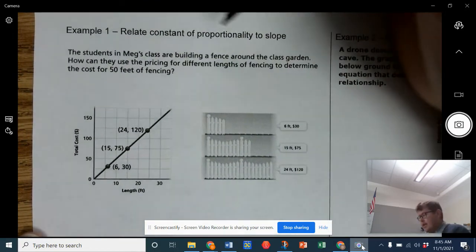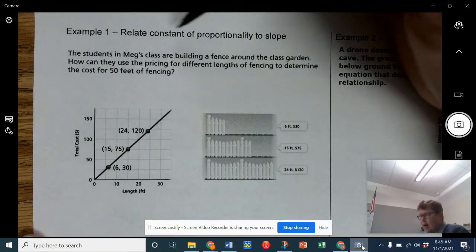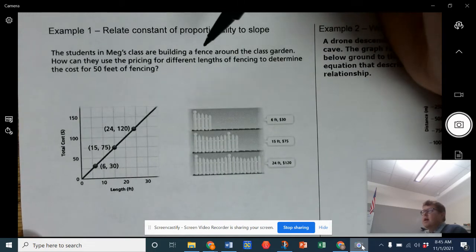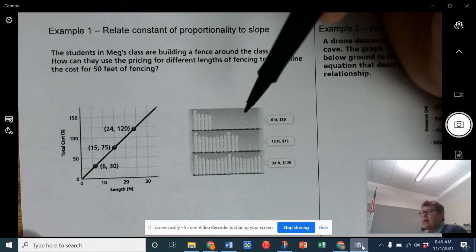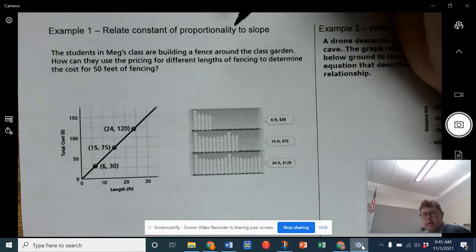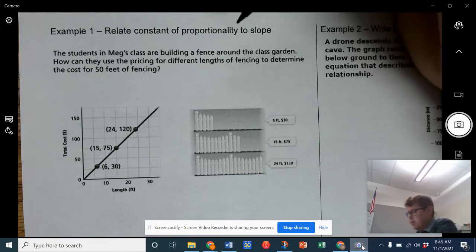Relate the constant of proportionality to slope. Constant rate of change is probably how I would usually refer to this. And the idea here is that you're going to get the same answer when you do your division every time for your slope, right? So that's how you know it's a line when you graph it.